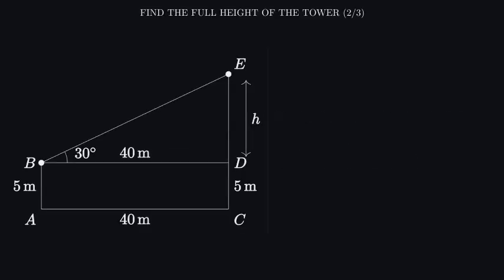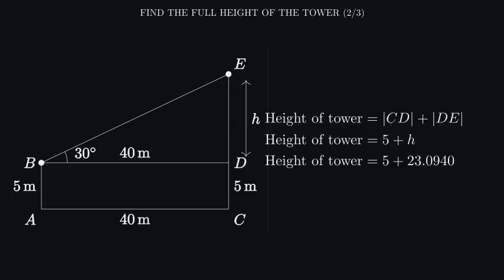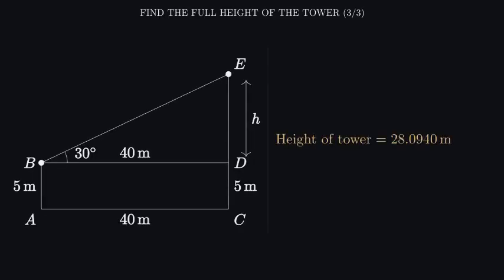Continue the calculation using the same diagram. The next steps are shown on the right. Now consider this step. Find the full height of the tower, 5 plus 23.0940, which is 28.0940 meters. 28.0940 goes to 28.1.